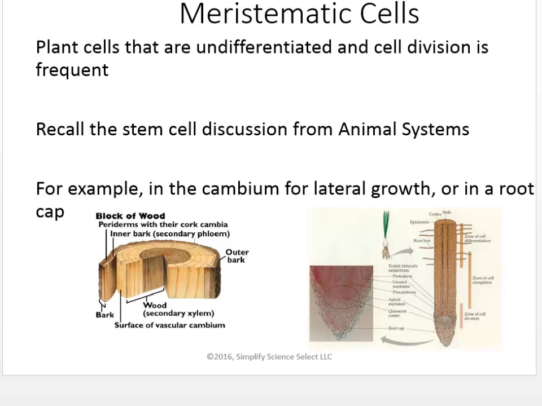Plant cells that are undifferentiated and where cell division is frequent we call meristematic cells. Recall the stem cell discussion from animal systems. This is kind of similar. In the cambium for lateral growth, this is where we see the tree rings, where it grows outward. Just above the root cap at the tip, where we're growing down, there are some meristematic cells. They're protected by the root cap, and that's how we grow down.